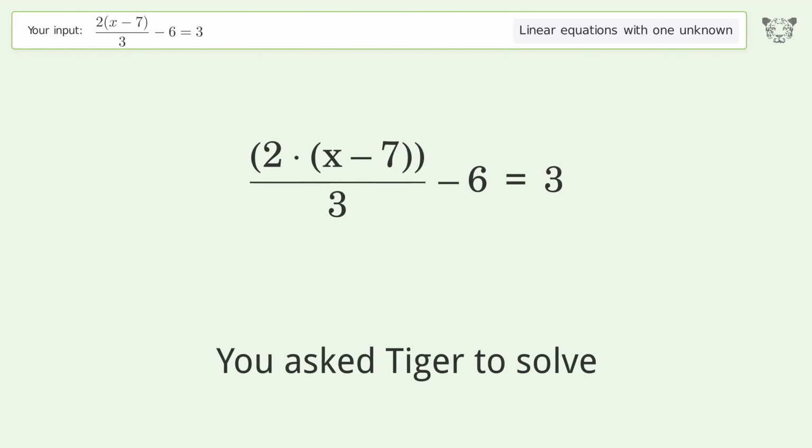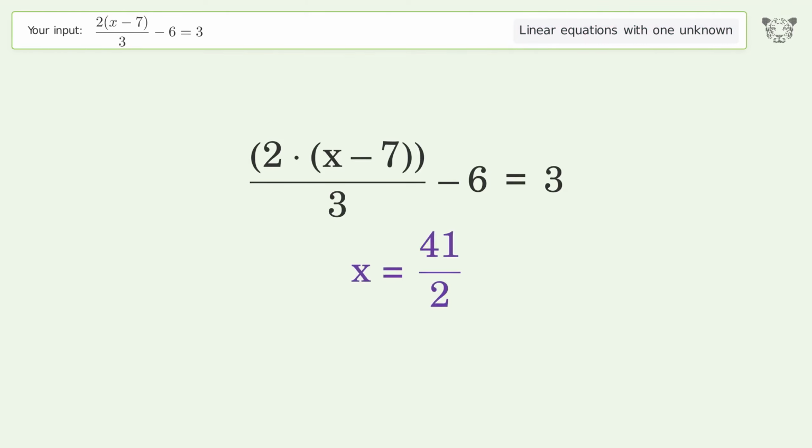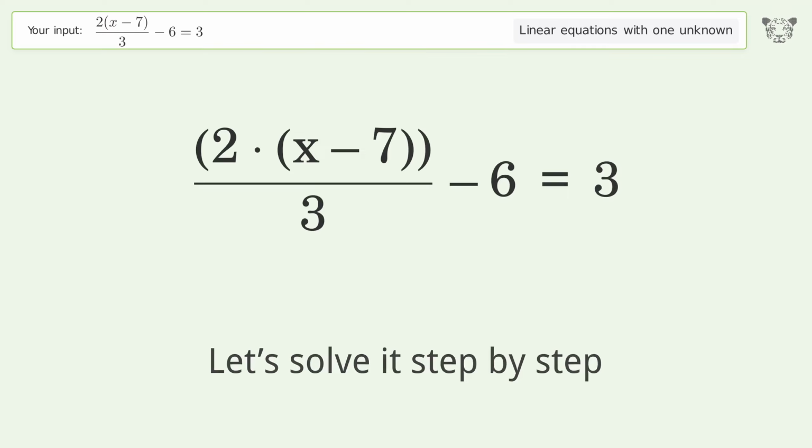You ask Tiger to solve. This deals with linear equations with one unknown. The final result is x equals 41/2. Let's solve it step by step.